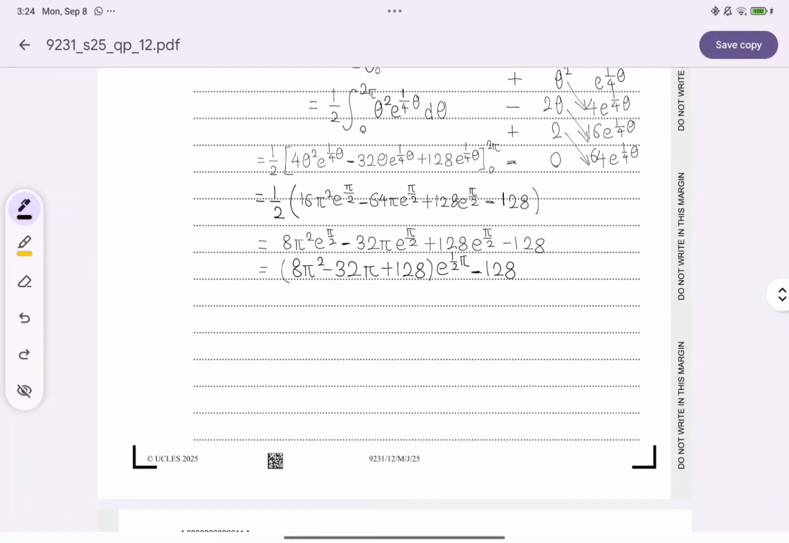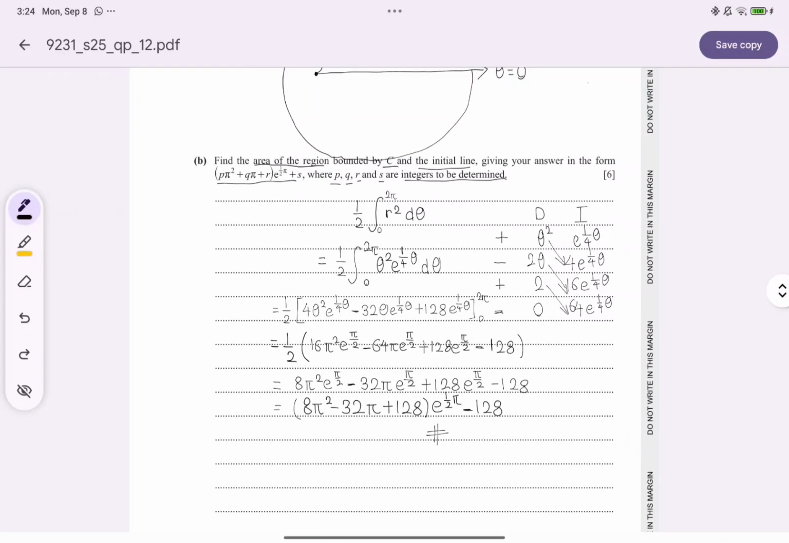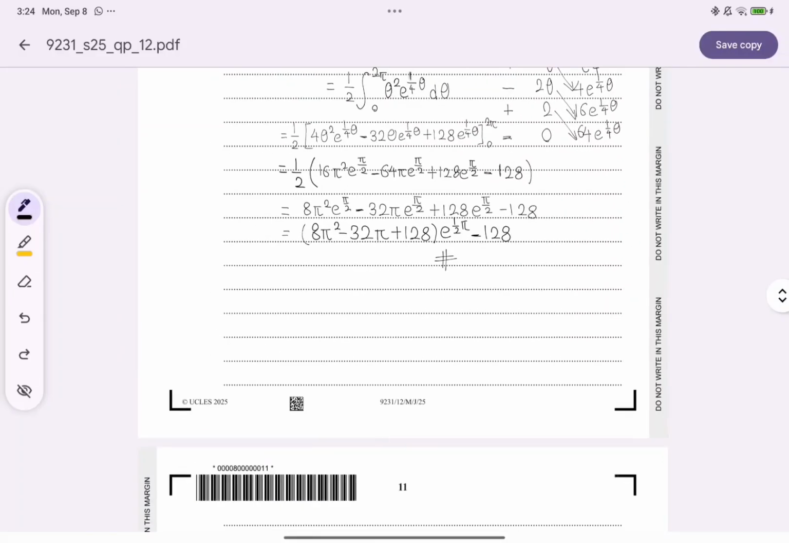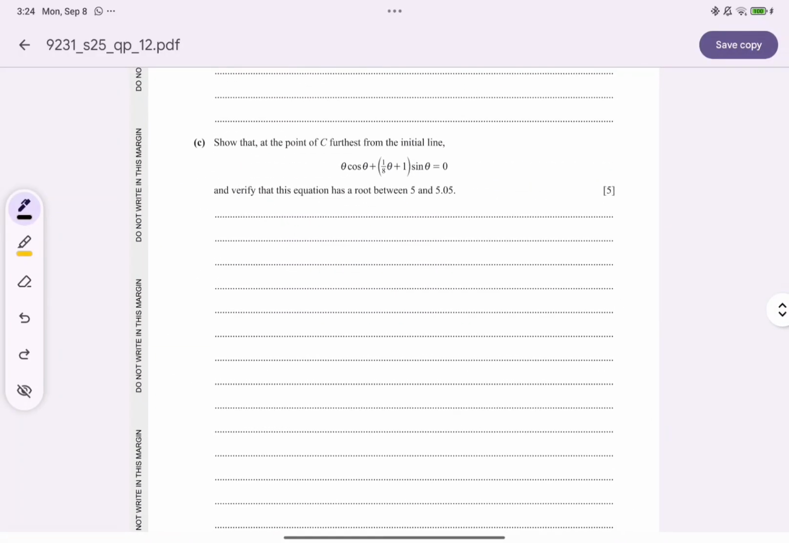So this is our final answer for this question, and if you want to check whether your integration is correct, just type the original integral or the whole expression into your calculator if it's possible, and check whether your answer matches with this expression in your calculator. So without further ado, let's head on to the next part.